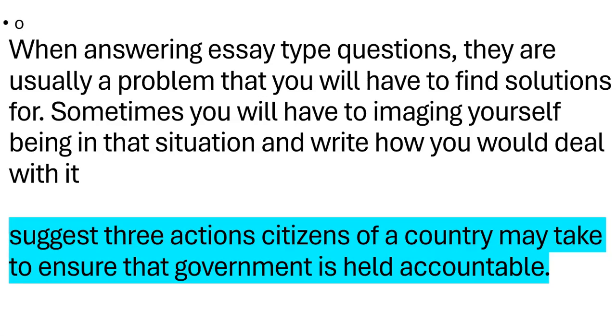What are some of the things that you would do to ensure that they are made accountable for all the promises, for all the things that they say that they are going to do? And you write your answers.